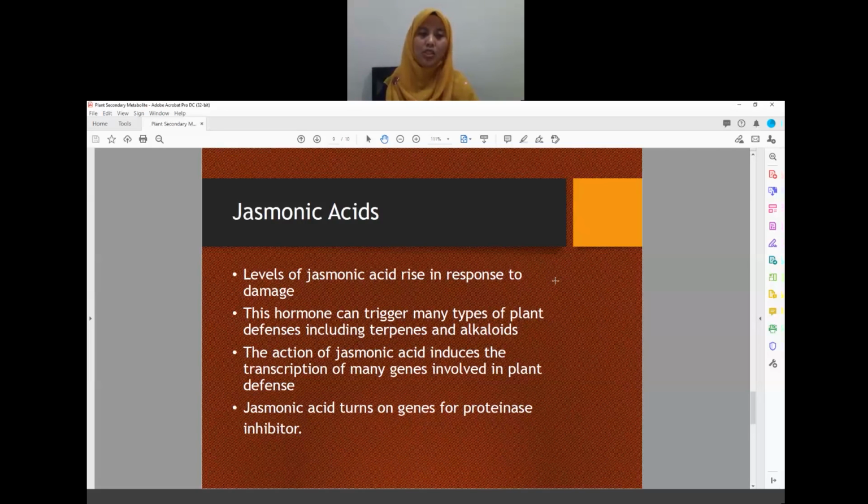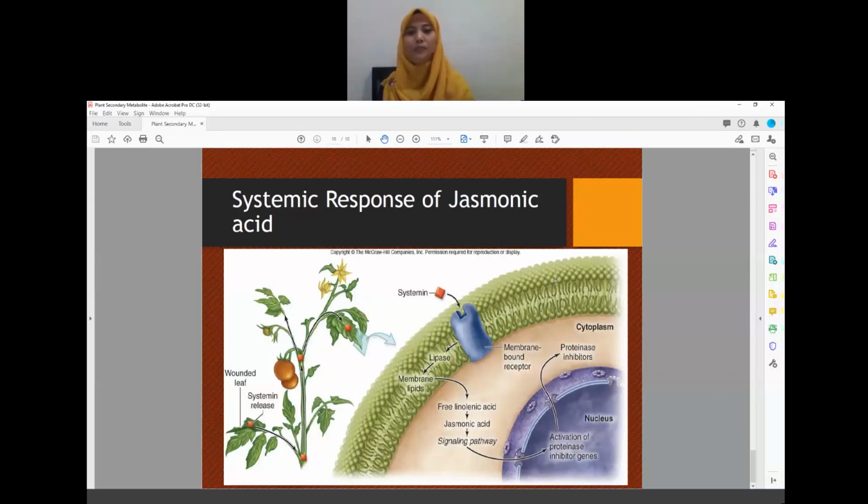So jasmonic acid turns on genes for proteinase inhibitors. This is also the same as before, so I did not put in the flow. Hopefully you can remember the flow. Who knows, I might put this in your test. The pathway is very interesting, right? Oh, I think that's it for today.